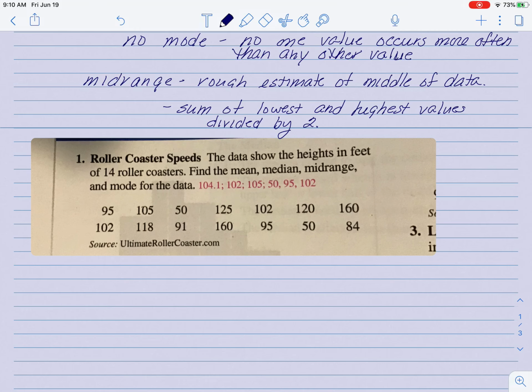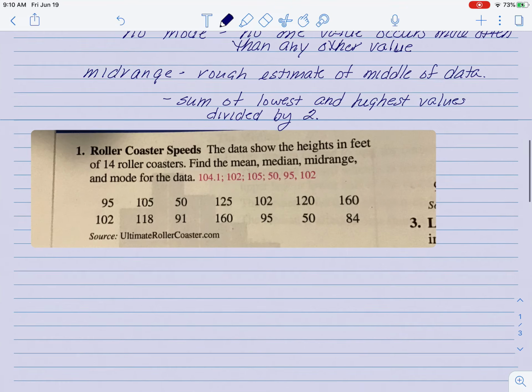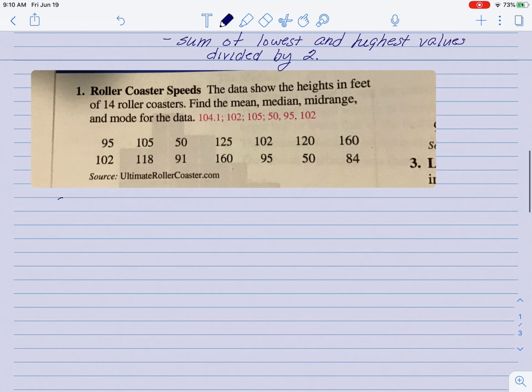All right, we're going to do this example. It says the data show the heights in feet of 14 roller coasters. Find the mean, median, mid-range, and mode for the data. And we're going to assume this is a sample of all the roller coasters.